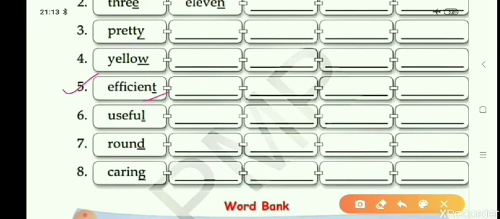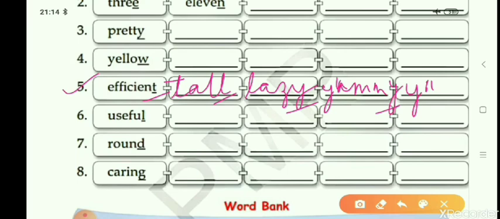Now the fifth one. The last letter is T, so the word should start with T. T for tall. Now the next word should start with L. L for lazy. Now the next word should start with Y. Y for yummy, Y-U-M-M-Y, yummy. Now the next word should again start with Y. So you can write younger, Y-O-U-N-G-E-R, younger. So this is done.